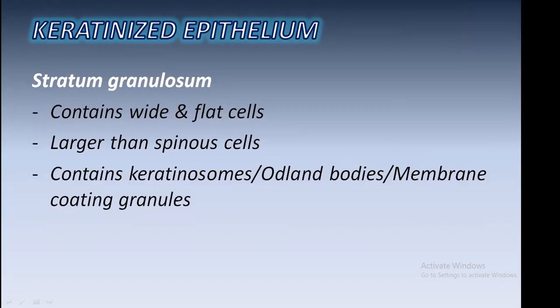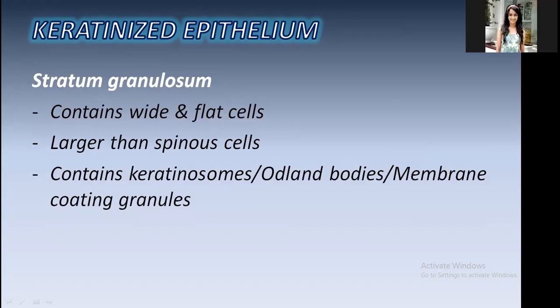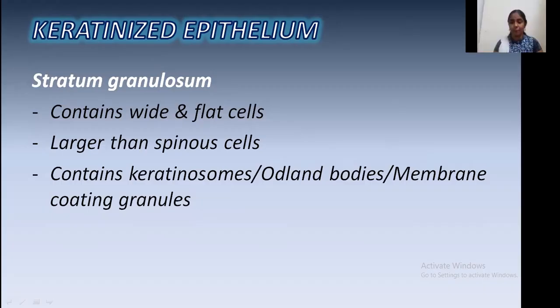Important one word to note is stratum granulosum contains keratinosomes or Odland bodies or membrane coating granules. Keratinosomes, Odland bodies or membrane coating granules are all synonymous, and this is an often repeated one word. Keratinosomes are found in which layer of the oral epithelium? The answer is stratum granulosum.